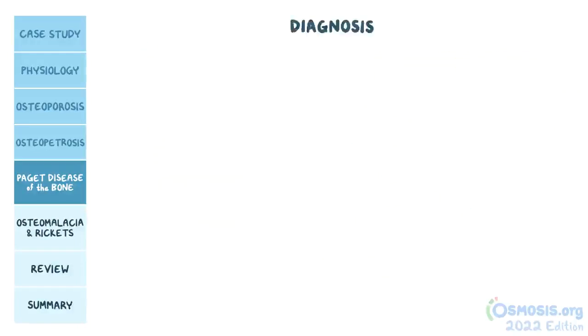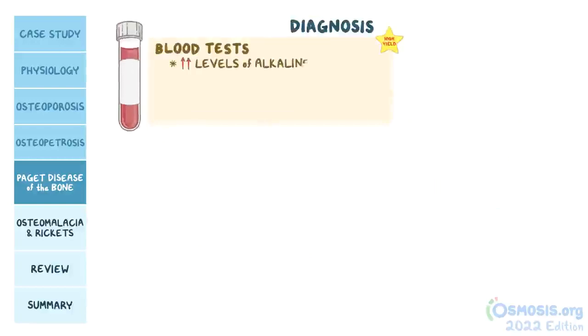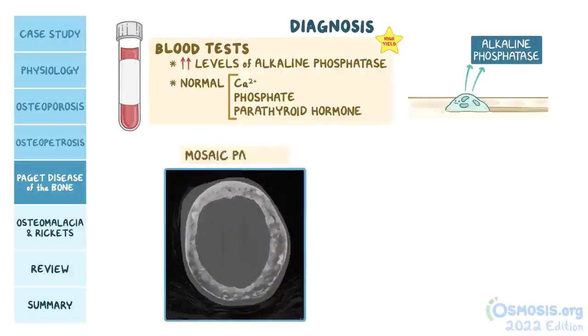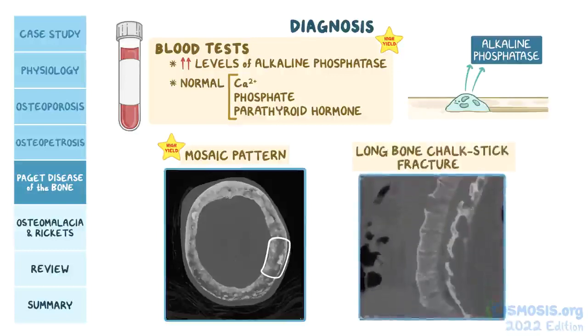The diagnosis of Paget disease of bone is usually made via blood tests, which can present with elevated levels of alkaline phosphatase, which gets released into the blood as bone is destroyed, with normal calcium, phosphate, and parathyroid hormone levels. In addition, an X-ray might show the mosaic pattern that's characteristic of Paget disease of bone, which consists of radio-opaque and disorganized areas of sclerosis, interspersed with lucent and more normal bone. Long bone chalk-like fractures might also occur, which are clean fractures that look exactly like a piece of chalk broken in two.